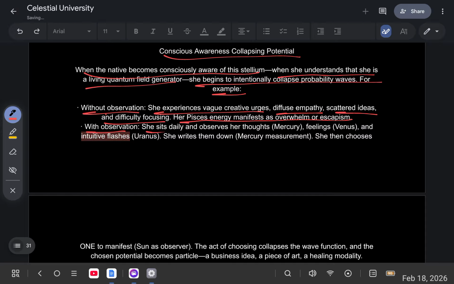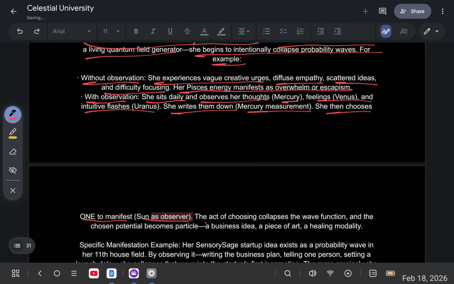With observation, she sits daily and observes her thoughts, Mercury, feelings, Venus, and intuitive flashes, Uranus. She writes them down, Mercury measurement. She then chooses one to manifest. Sun is the observer, and the act of choosing collapses the wave function, and the chosen potential becomes particle, whether it's a business idea, a piece of art, or a healing modality.